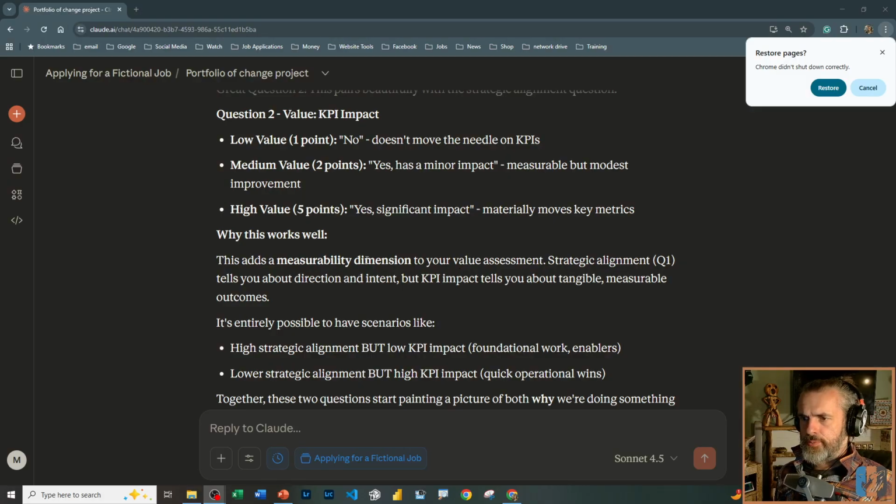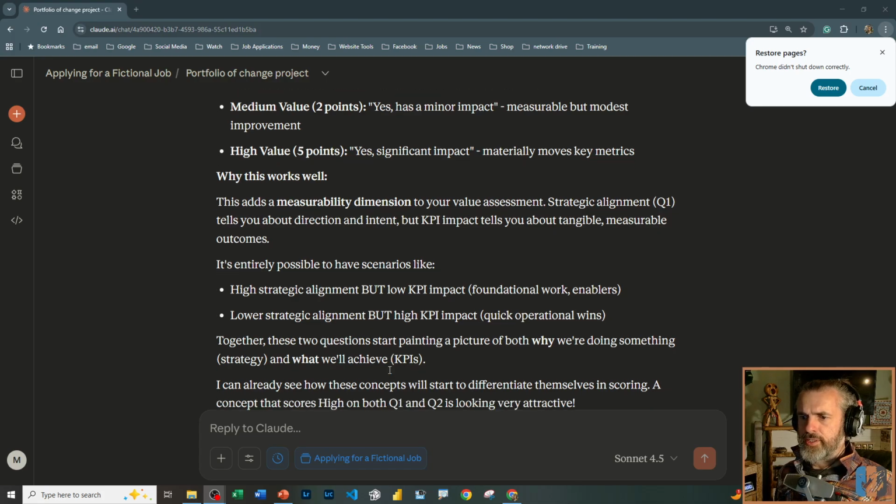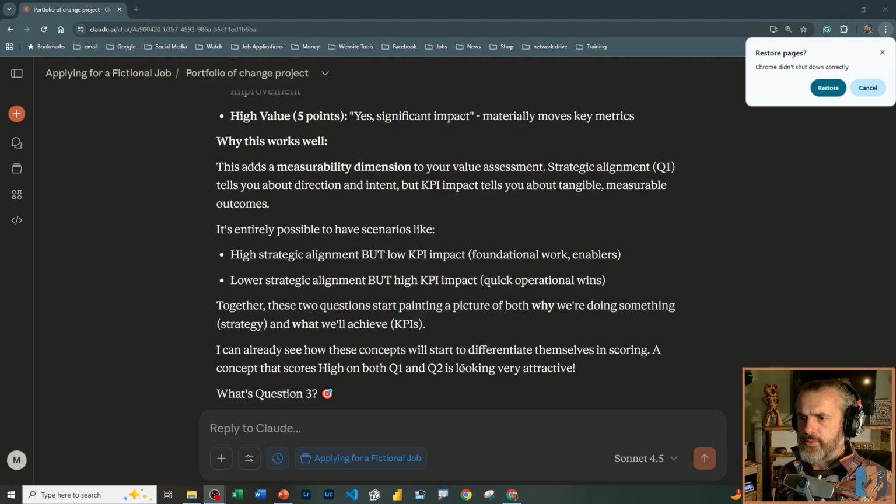This works well. It adds a measurable dimension to your value assessment. Strategic alignment tells you about the direction and intent, but the KPI impact tells you about the tangible, measurable outcomes. It's entirely possible to have scenarios like high strategic alignment but low KPI impact, or lower strategic alignment but higher KPI impact. Yes, we were discussing this yesterday. Together, these two questions start painting a picture of both why we're doing something, strategy, and what we're achieving in terms of the KPIs. I can already see how concepts will start to differentiate themselves in this scoring.